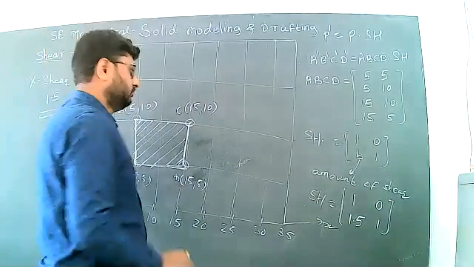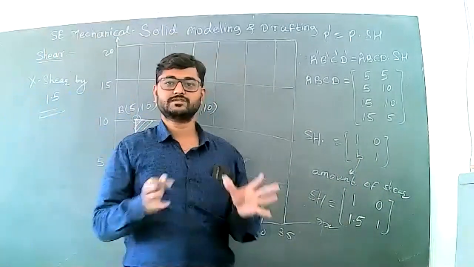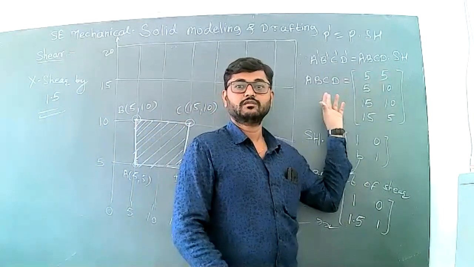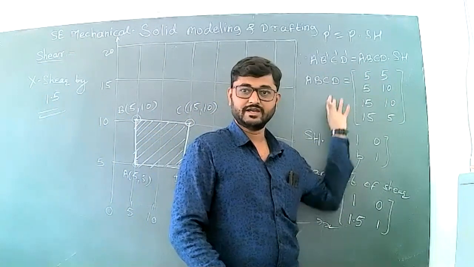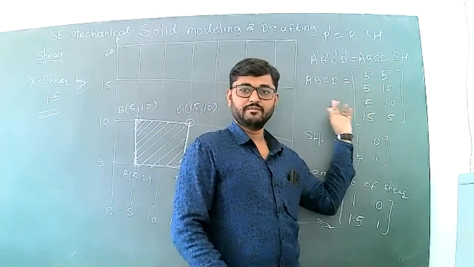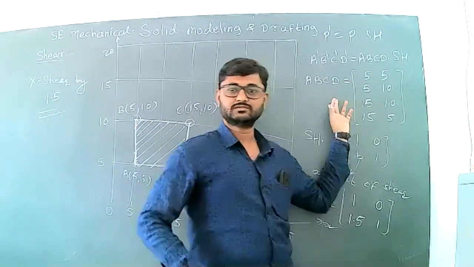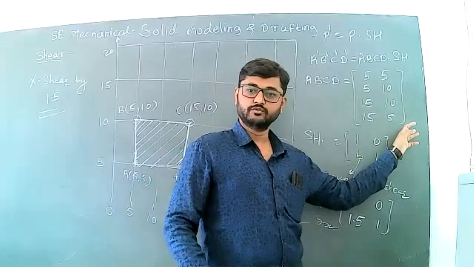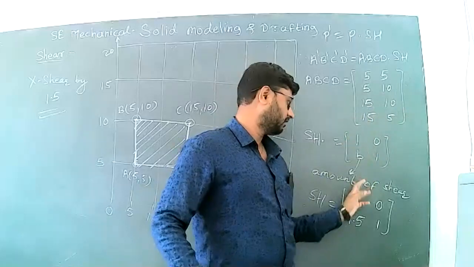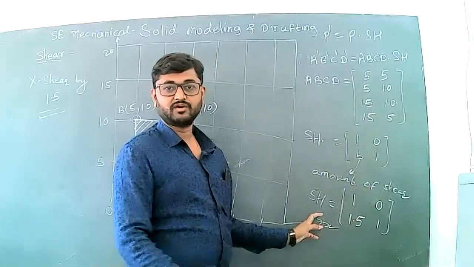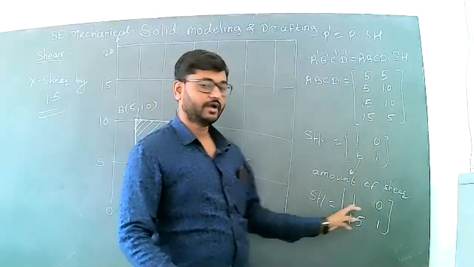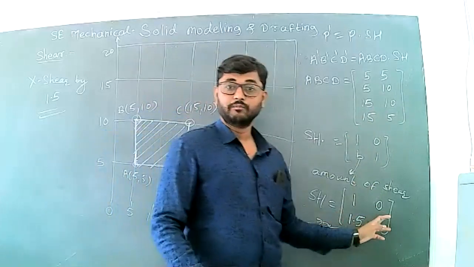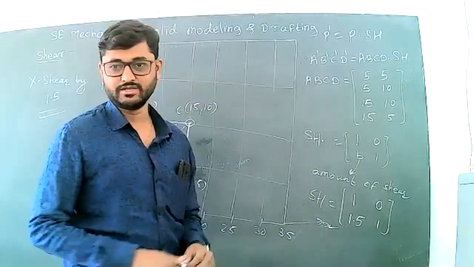The next step is to solve this equation, that is, the multiplication of matrices ABCD into SH. ABCD means the coordinates of the rectangle, that is, (5, 5), (5, 10), (15, 10), (15, 5), into the multiplication of shear. The shear equation in the form of a matrix is [1 0; 1.5 1]. Sorry, you have to multiply these in the given equation.